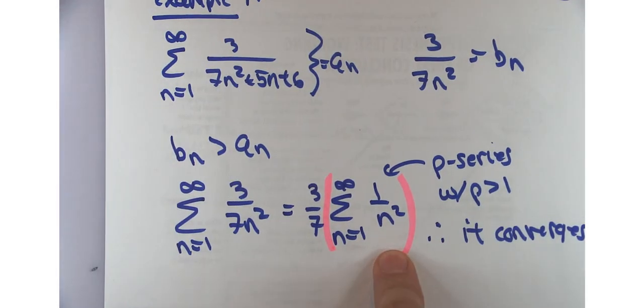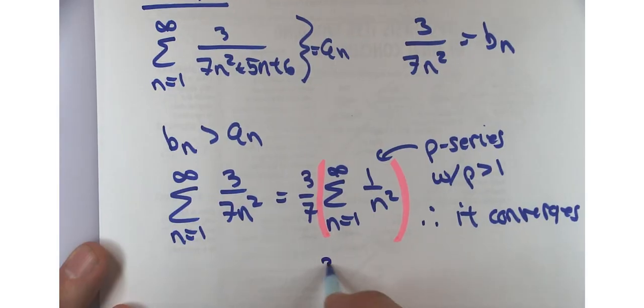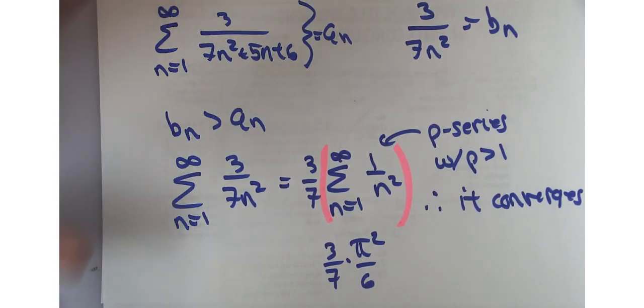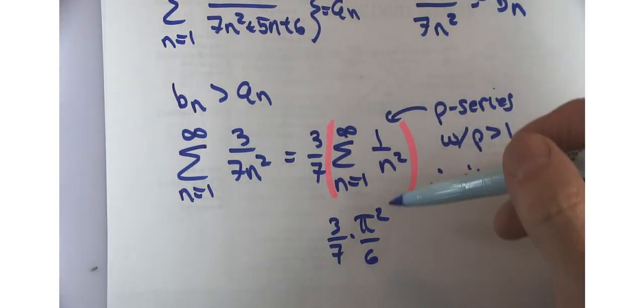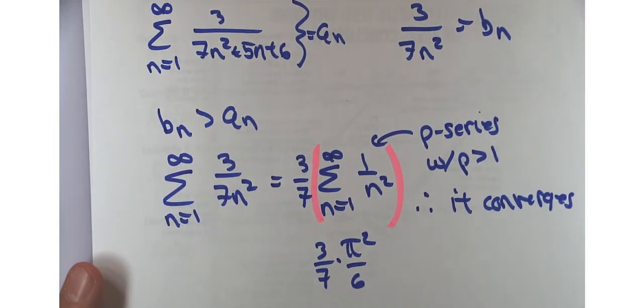By the way, does anyone remember what the sum of that series was? I mentioned it the other day. It was Euler that first proved that gem. It was pi squared over 6. So, kind of cool that somebody could actually find that sum. In any case, you're not required to know that, but you are required to use our comparison test, be it the direct comparison test or the limit comparison test.